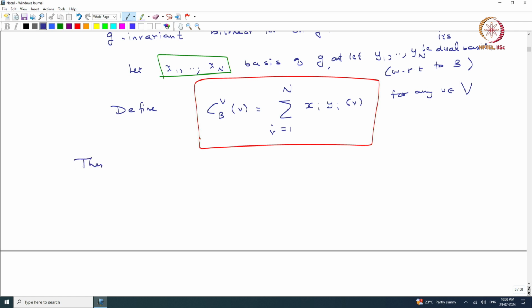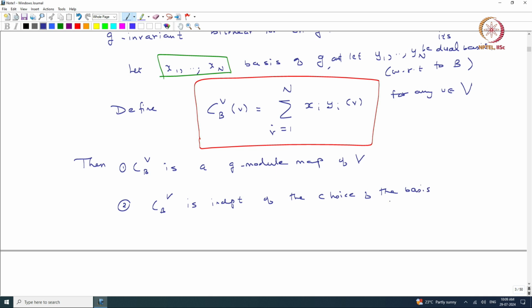So, one can prove that the C_B of V is a G module map. That is the first statement, and not only that, this is independent of the choice of the basis. That is, independent of x1 etc. xn. Note that once you fix x1 etc. xn, then this y1 etc. yn is already fixed with respect to this bilinear form B.